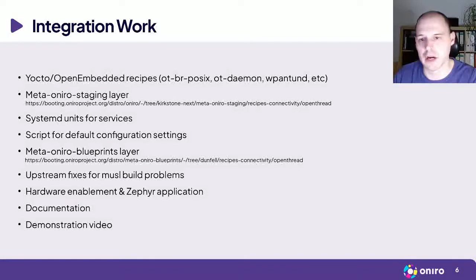OTBR POSIX is the OpenThread border router, POSIX for Linux, and this is to actually be able to run as a server, a systemd service, so you can run that on the Linux side. OT daemon is like an OpenThread daemon, which is basically turning your Linux machine into just another mesh node, so you don't have any special capabilities, and then we have some other utilities we packaged here.